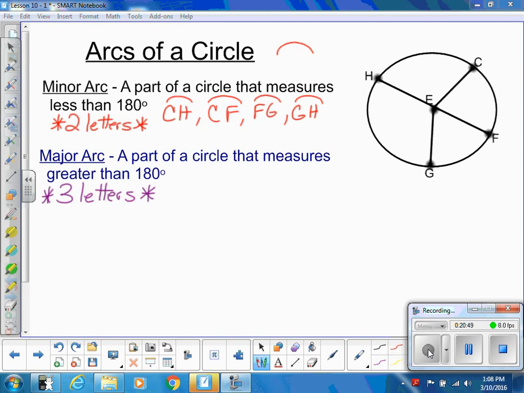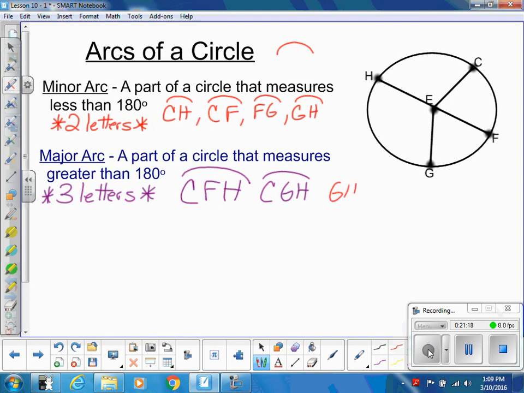So for example, if I look at that major arc, I might want to start at C and end at H, but I want to go in the direction of F. So that's major arc CFH. You also could call it arc CGH. These are the exact same arc. They have the same starting and stopping point, and they go in the same direction. Some other major arcs might be GHC. FGC is another one.